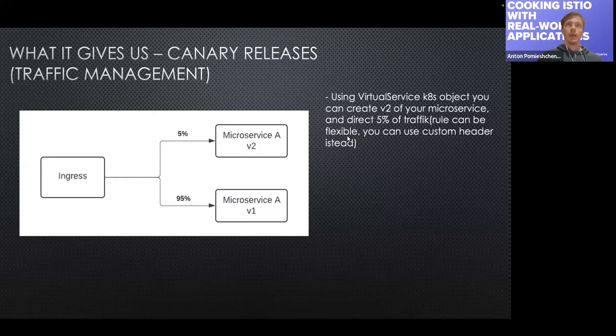You can, for example, have an extension in the browser that will add some custom header to every request, and Istio will know that if you have this header, it will use another version of the microservice. This is very useful for debugging and for testing new features, like a beta version of microservices.